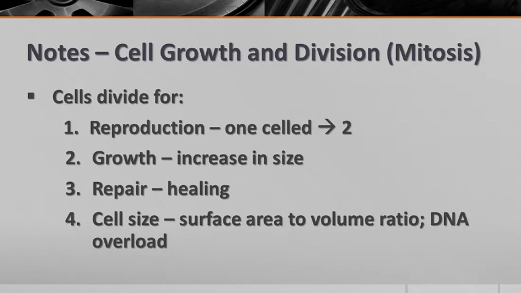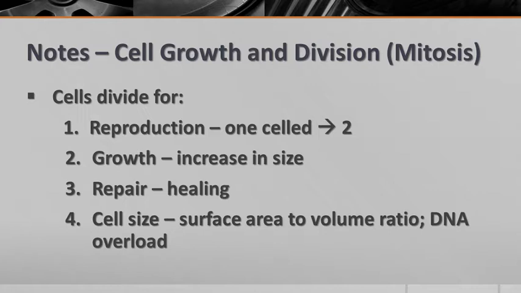For one thing, if you're a single-celled organism, like a bacterium or an amoeba, the only way you have to reproduce is to undergo cell division. So one-celled organism will divide to make two, and those two will each divide to make four, and so forth. That's the way their population numbers increase.